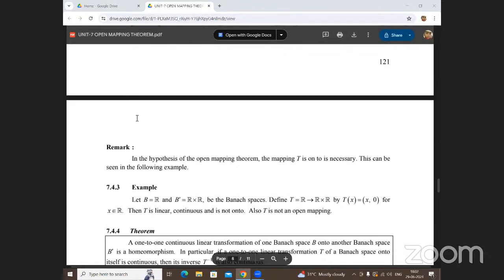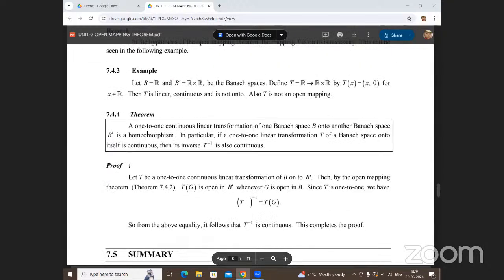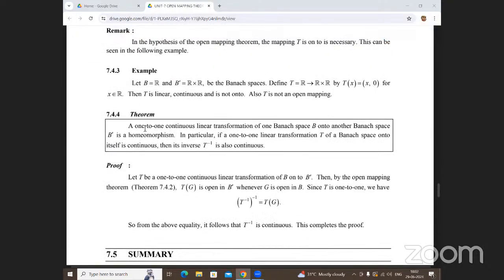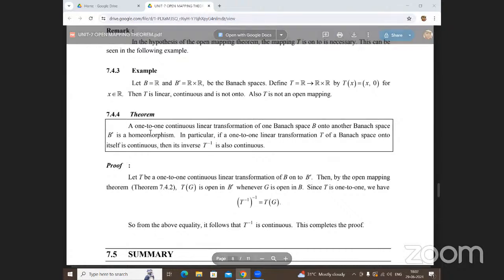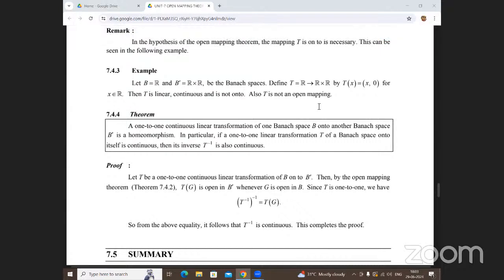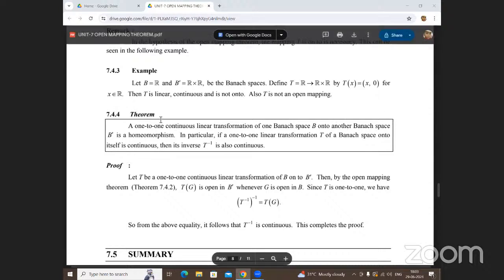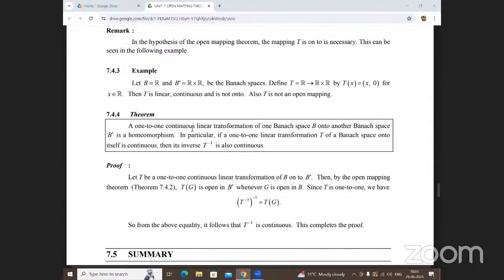Okay. Sometimes 7.4.3 and 7.4.4, or 7.4.2 and 7.4.4, these two theorems are also given as a long answer question, parts A and B in the examination paper. Now 7.4.4: a one-to-one continuous linear transformation of one Banach space B onto another Banach space B dash. One-to-one means the transformation is 1-1, and onto is there. Now 1-1 onto means that it is a homeomorphic mapping. Any linear transformation which is one-to-one between Banach spaces B and B dash is a homeomorphism. That is the simple statement.